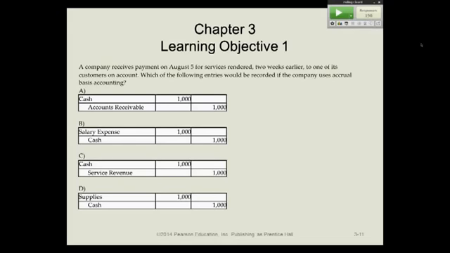So now, I'll get your question in a second. Now, when you collect, you debit cash, if it's the cash basis, for 1,000, and you credit service revenue. But here, on the accrual basis, you would debit cash and you credit accounts receivable.